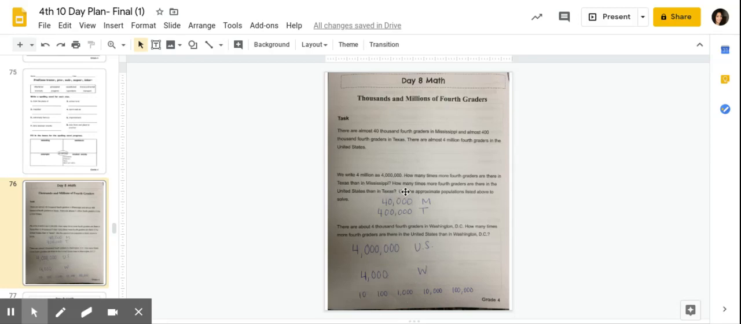So the other part of the question says, how many times more fourth graders are there in the United States than in Texas? So this is the United States down here, and this is Texas. I didn't already have that written down, so let me write it here. So United States is going to be the 4 million. So that's 6 zeros. Okay, and then Texas is going to be 400,000. So that is only 5 zeros.